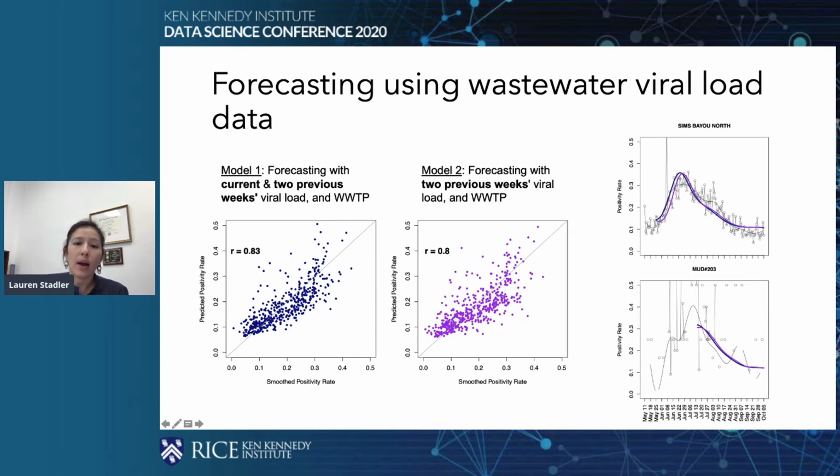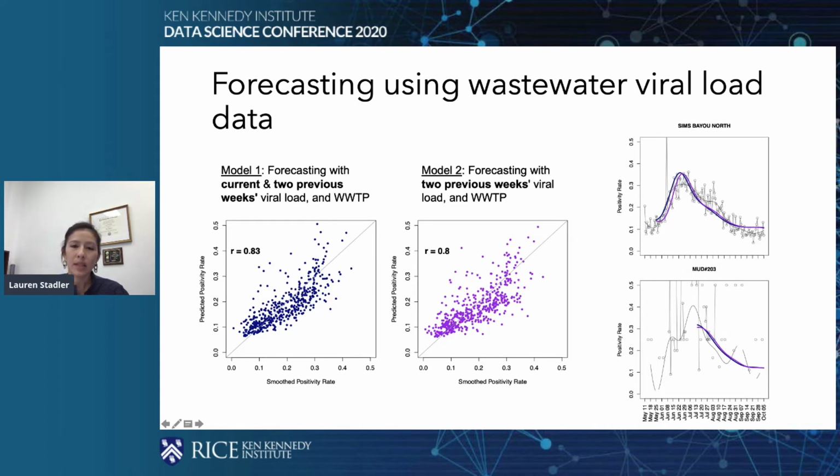Here I'm showing how the outputs of these models are compared. On the top, I'm showing for one wastewater treatment plant the prediction from these models overlaid over the actual positivity rate data. The individual observations are the circles, and the smooth positivity rate is the gray line below. As you can see, these models do appear to track very well with the observed positivity rate in some of our sewer sheds. Then on the bottom, I'm showing a sewer shed where there's very little positivity rate data, and that's because there are very few clinical tests being performed.